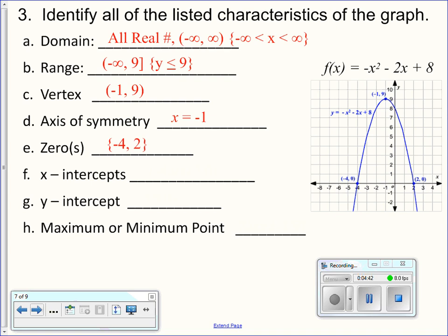The zeros are where the parabola crosses the x-axis, so it's -4 and 2. Our x-intercepts, written as ordered pairs, are the same as the zeros, so -4, 0 and 2, 0. Our y-intercept, where the parabola crosses the y-axis, is 0, 8, and it's a sad face, so it's a max with a vertex of -1, 9.